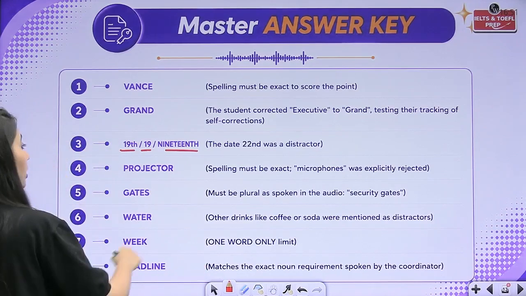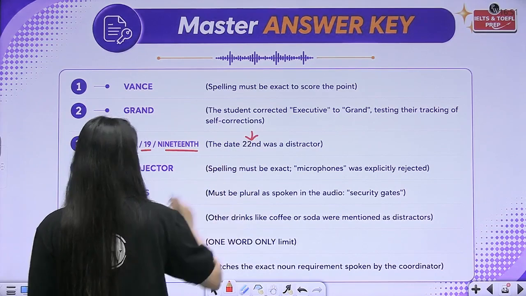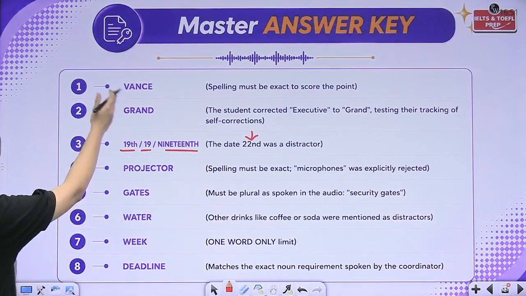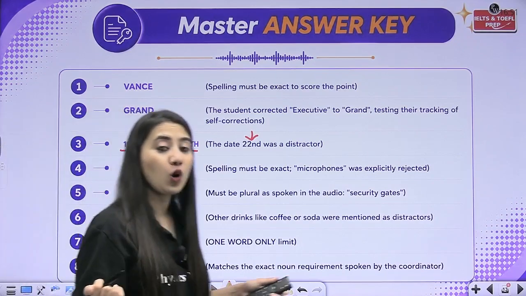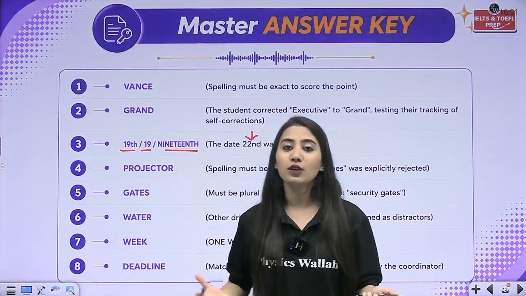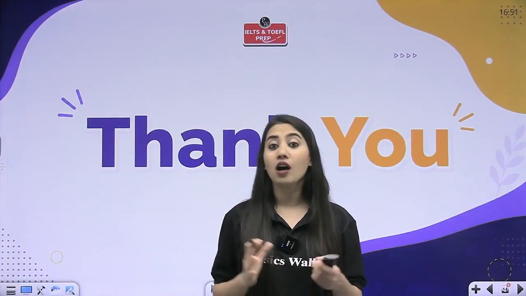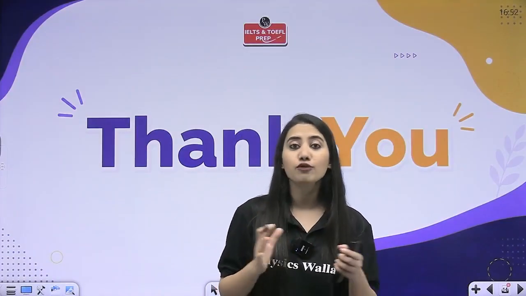Okay, the date 22, by the way, was a distractor. So you always have to be aware of these distractors. By the way, these are all the correct answers of yours. So I'm happy to see that you got all the correct answers. So this is about it, guys, where we are now done understanding notes and form completion.